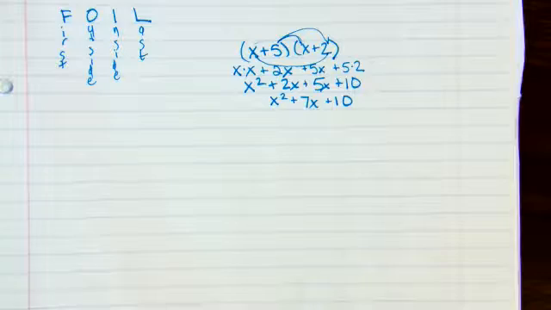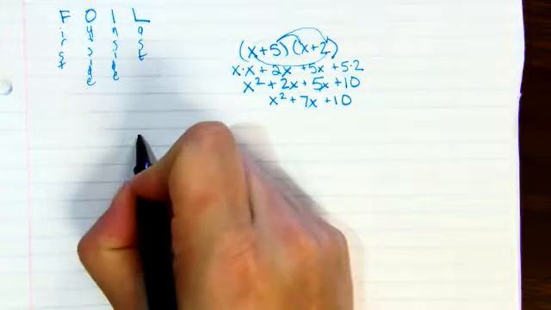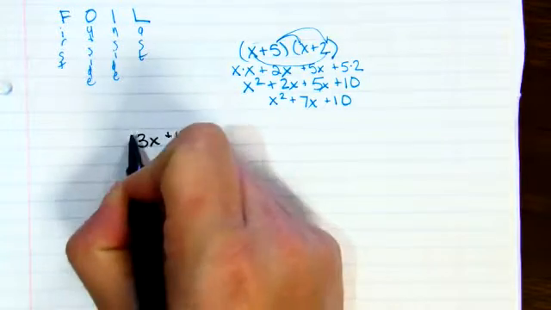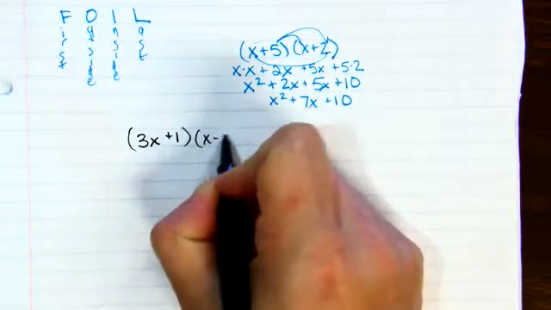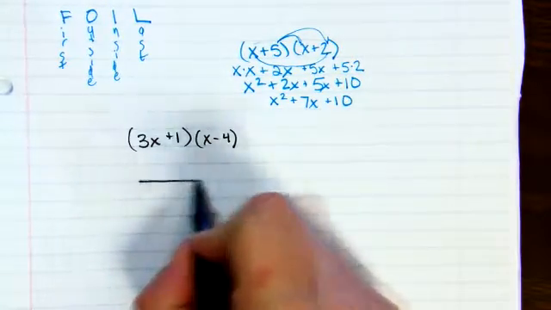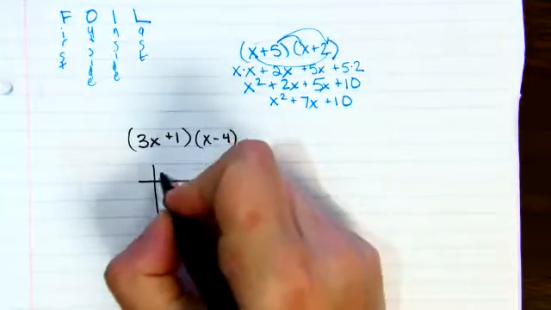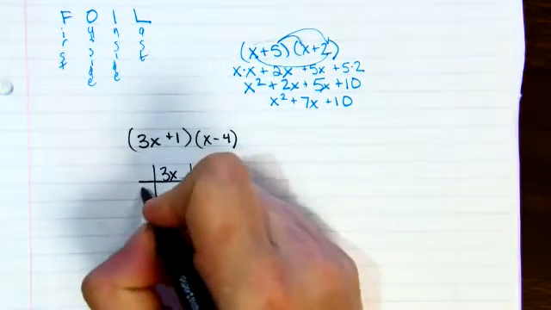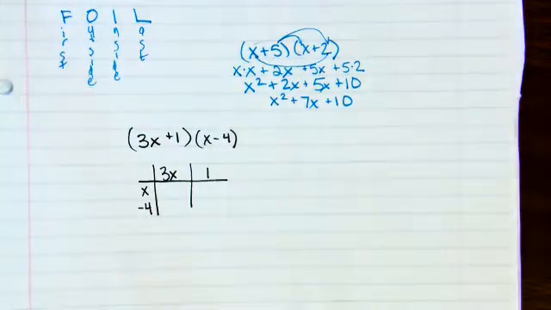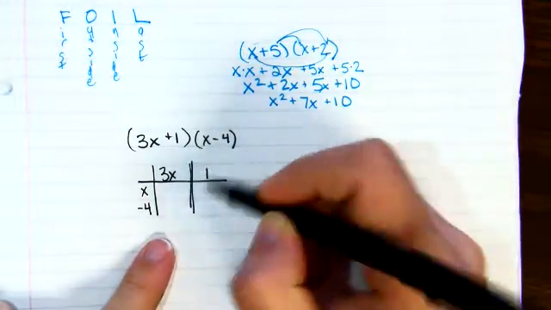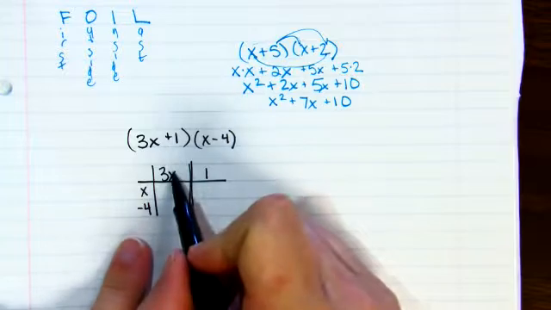And the table can be kind of nice because it gives us a good visual representation. So if I wanted to multiply 3x plus 1 times x minus 4, what I would do is I'd set up a table like this. 3x plus 1 and x, and that's going to be a negative 4. That's adding a negative 4. And what I'm going to do is multiply these out.